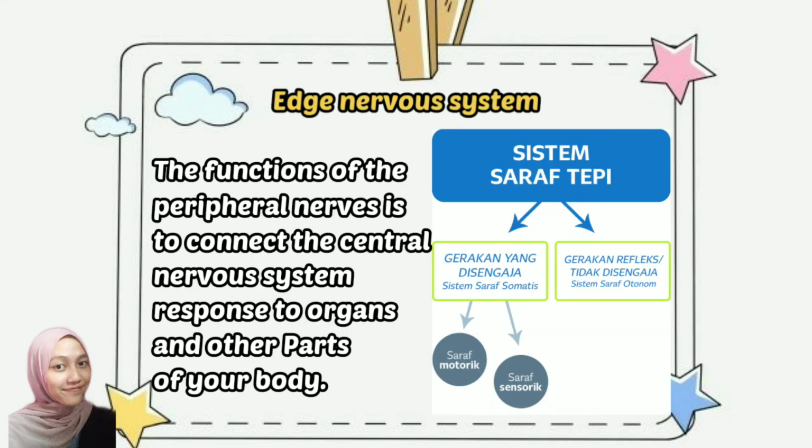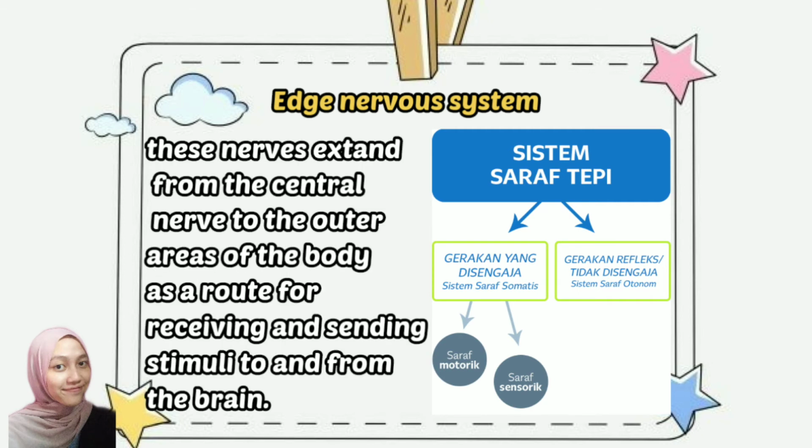Peripheral nervous system. The function of the peripheral nerves is to connect the central nervous system to respond to organs and other parts of your body. This nerve extends from the central nerve to the outer areas of the body as a route for receiving and sending stimuli to and from the brain.